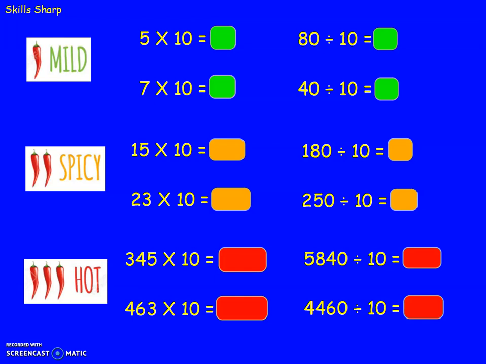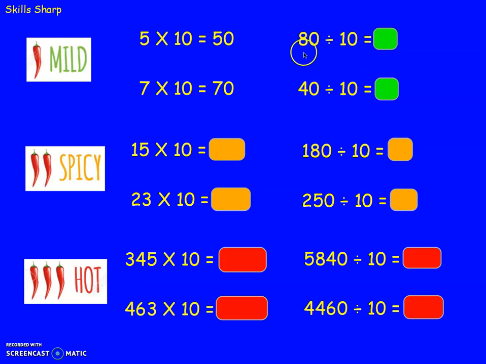Let's have a look at how we've got on. So we'll work through mild first. 5 times 10. Our answer is 50. Well done if you got that right. 7 times 10. Our answer is 70. Well done if you got that right.